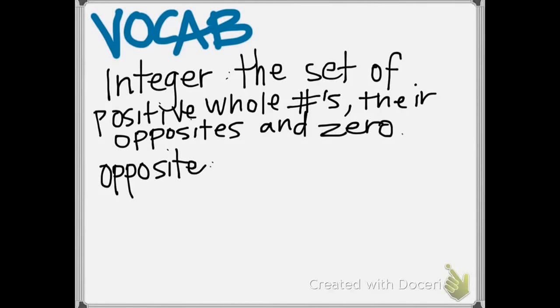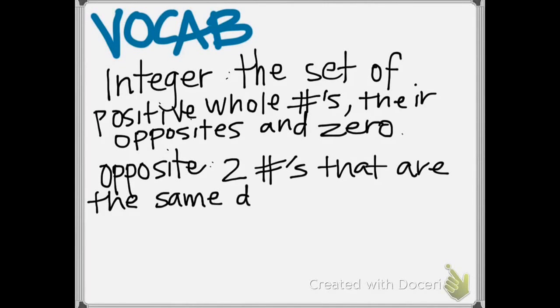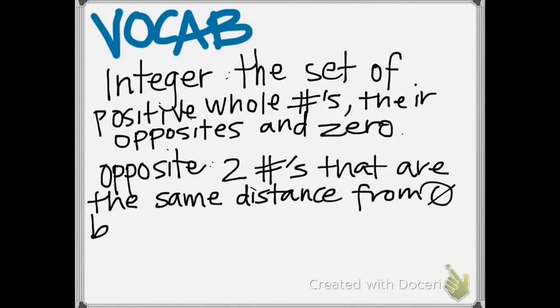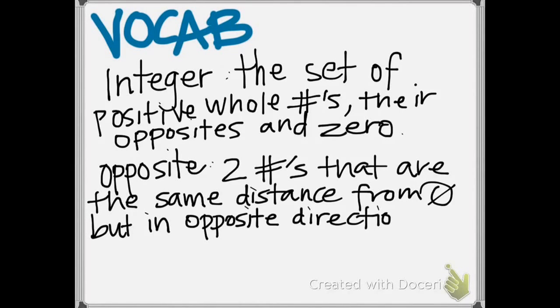Our second vocabulary word is opposite. Opposite is two numbers that are the same distance from 0. So obviously you already know what the definition of opposite is, dark and light. But in mathematics, when we talk about opposites, we're talking about two numbers, like a negative and a positive, that are the same distance from 0, but in opposite directions. -2's opposite would be +2, so on and so forth.